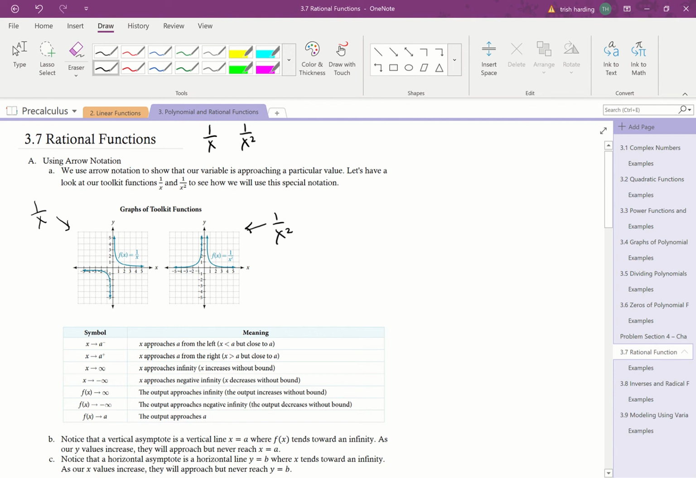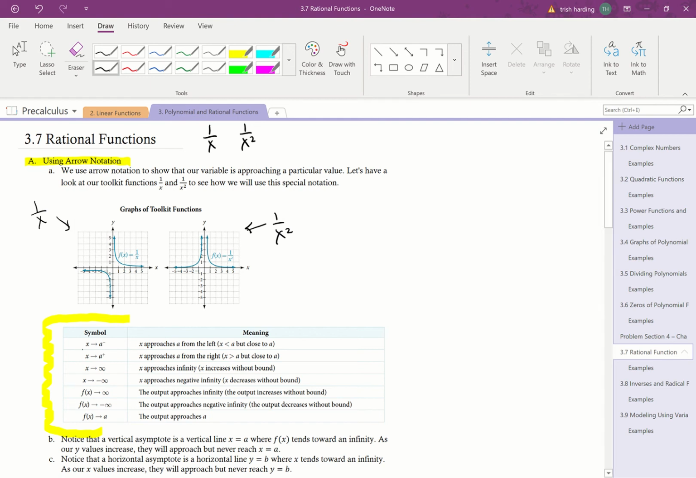Okay, so first thing we're going to talk about is arrow notation. We're going to use arrow notation to show that a variable is approaching some value. By arrow notation, I mean these guys. Notice how there are arrows in the middle of all of them. Now we're going to go through them.